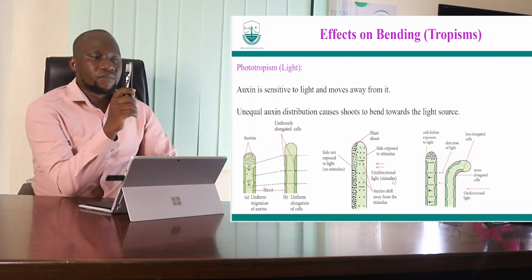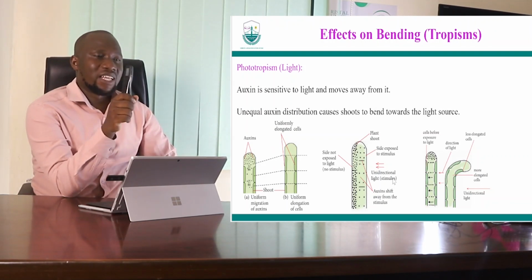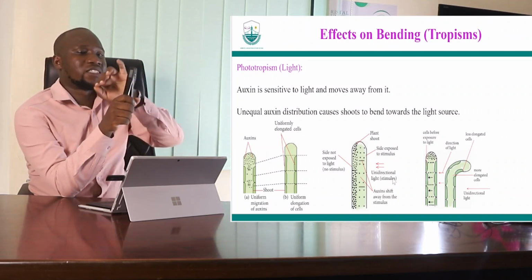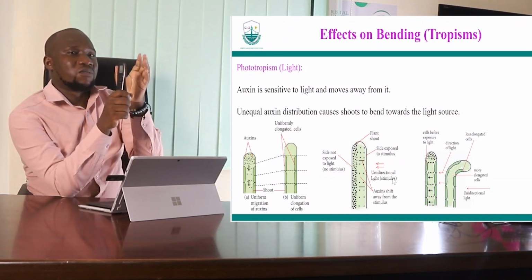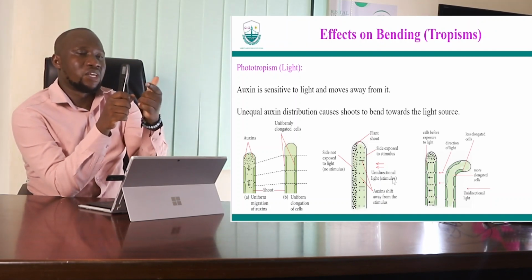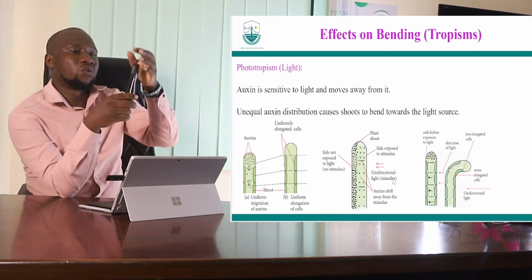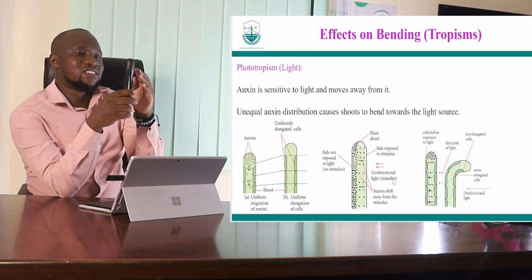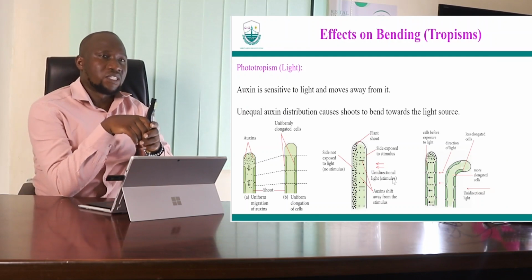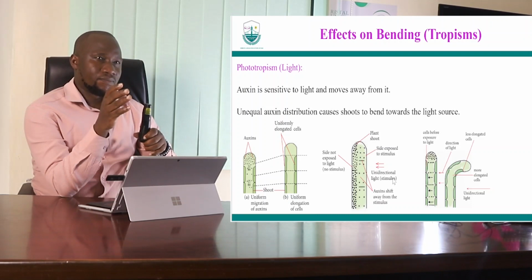But if the direction of the sunlight is uniform, this means that whichever side of the shoot, the amount of sunlight received is the same or equal, then what we are basically going to see is that it will continue to grow straight, because there is no unequal movement of the auxins. Okay, so that is the point there.